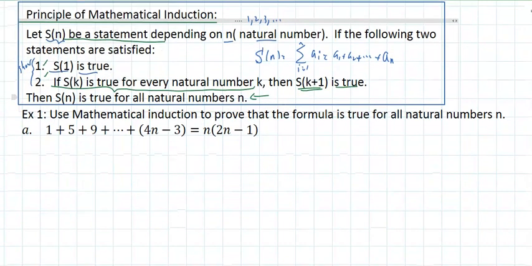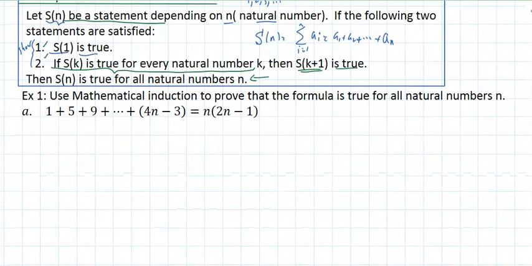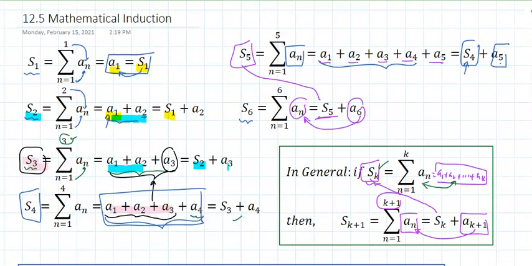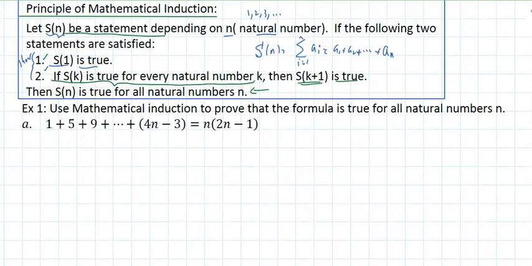So let me start. A bit confusing in the beginning, but it's the same process. And I'm going to color code those. So let's look at that and correlate those to what we did in the beginning of the section. I'm talking about this. This says, use mathematical induction to prove that the formula is true for all natural numbers n. A. Prove that 1 plus 5 plus 9 plus all the way to 4n minus 3 equals n times 2n minus 1. So what does that mean? This says, prove that this sum equals this formula. This is your S sub n.